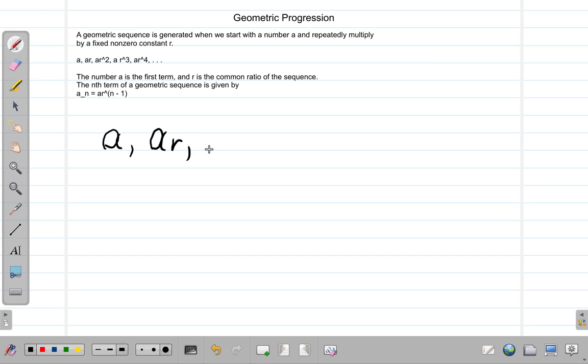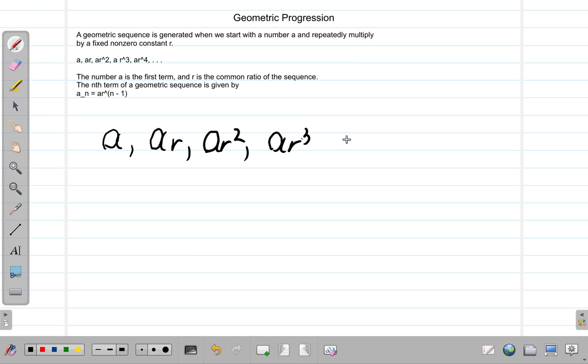Now, you want the third term, so you multiply this now by the constant again. So you have AR and you multiply by R. But what does that give you? It's AR squared. So we can just write AR squared. Next, to get the next term, you multiply this by R. So you have AR squared times R. But what is R squared times R? It is R cubed. So I could just write this as AR cubed instead.